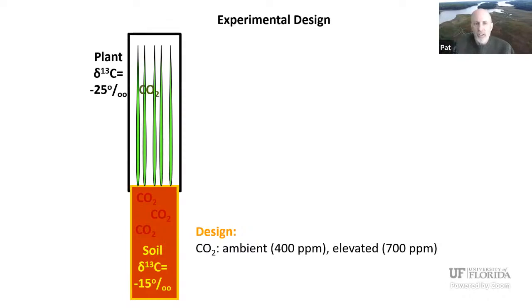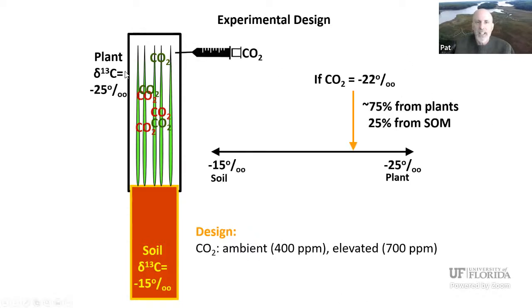Then we can put a chamber over this and collect the CO2 that comes from plants in green or microbes in brown. Of course, all the CO2 looks the same to us until you look at the isotope ratio. And if we take a sample of this and the isotopic ratio is -22, we can use a 2 end-member mixing model to calculate 25% of that was from soil organic matter. So that's what we did.